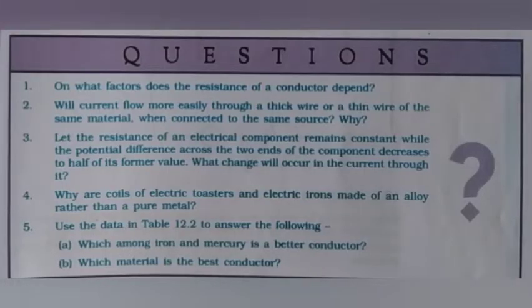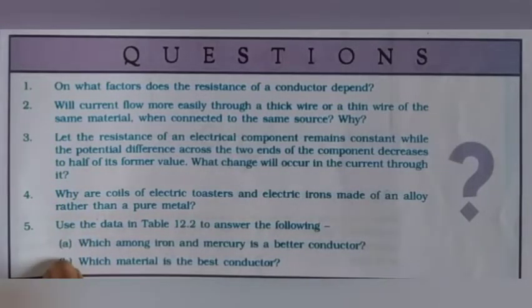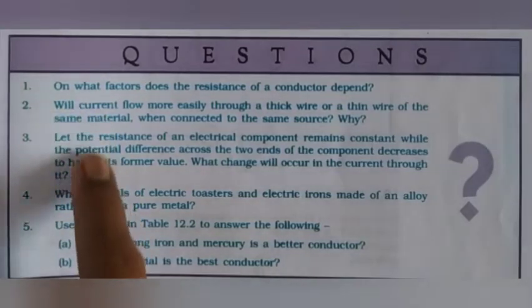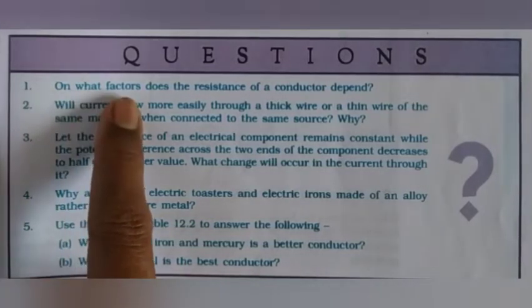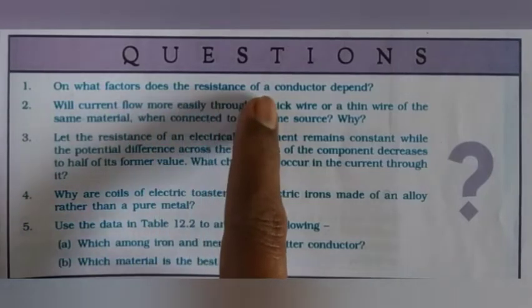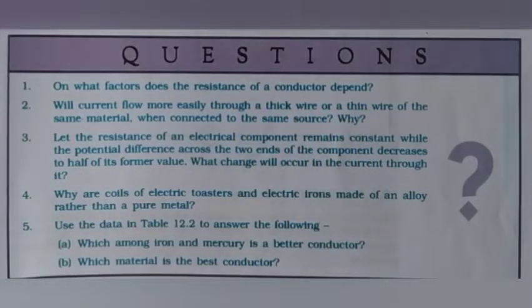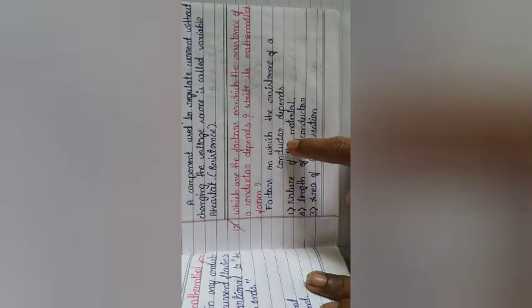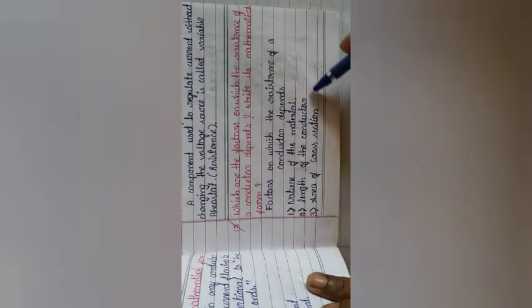Children, now come to in-text questions. The in-text questions are on page number 103. In the in-text questions, there are 5 questions asked here. Now let's see the answers for these questions one by one. The first question is, on what factors does the resistance of a conductor depend? The resistance of a conductor depends on these factors: nature of the material, length of the conductor and area of cross section of the conductor.